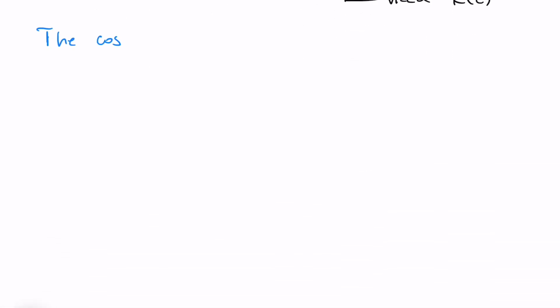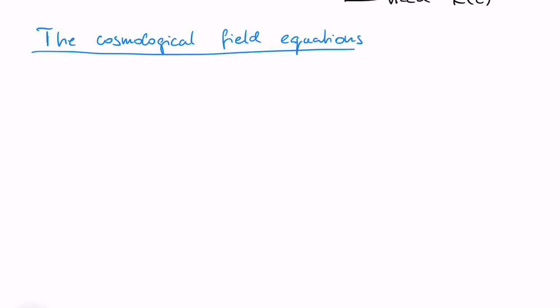In the last part of this lecture, we sketch the cosmological field equations, which are the Einstein equations for the Friedmann-Robertson-Walker metric. The goal in solving this equation is to find the time dependence of R. We use the Einstein equation in the form with only the Ricci tensor on the left-hand side.